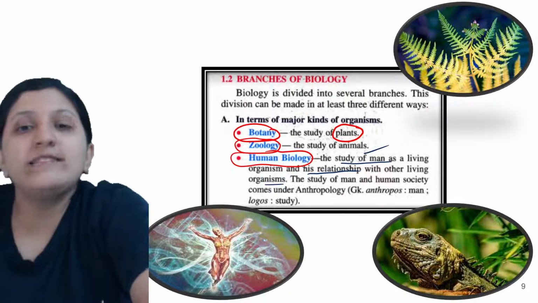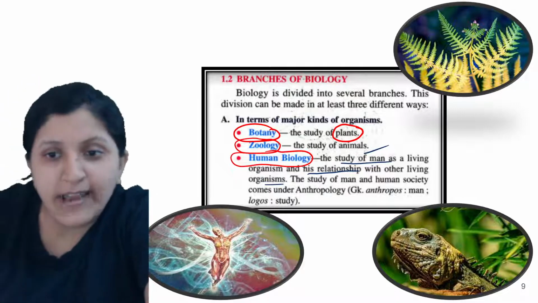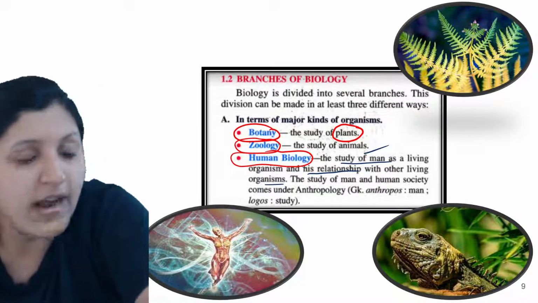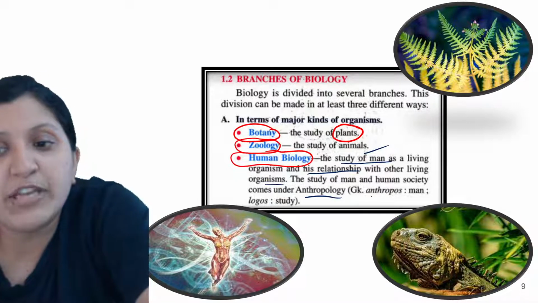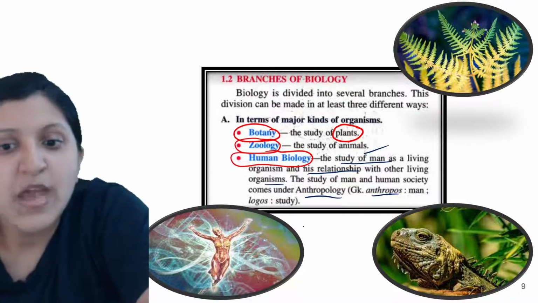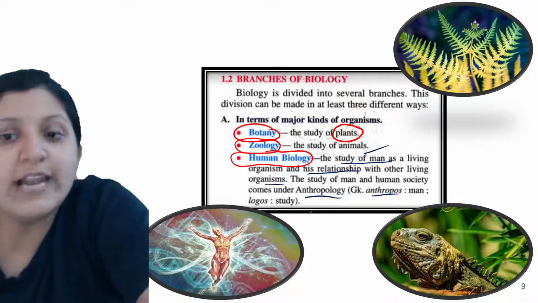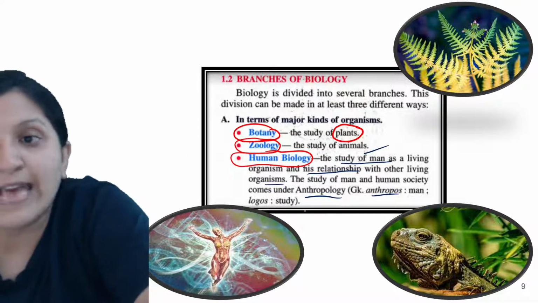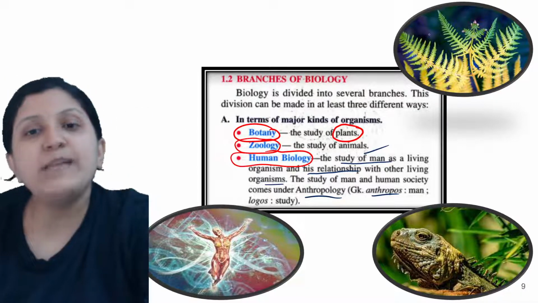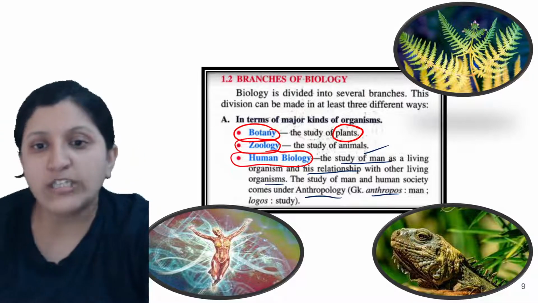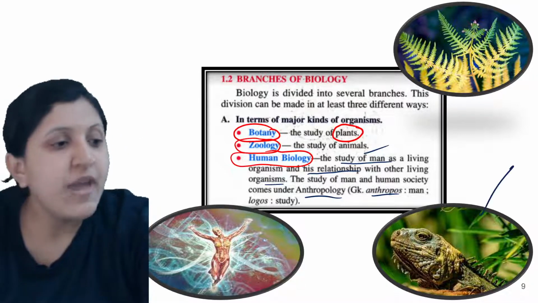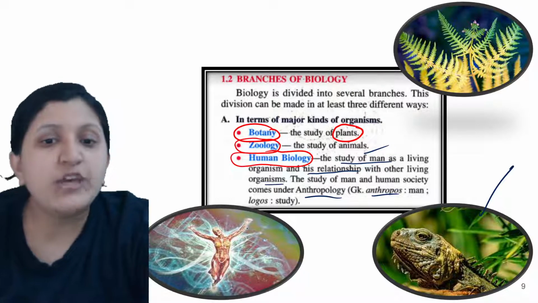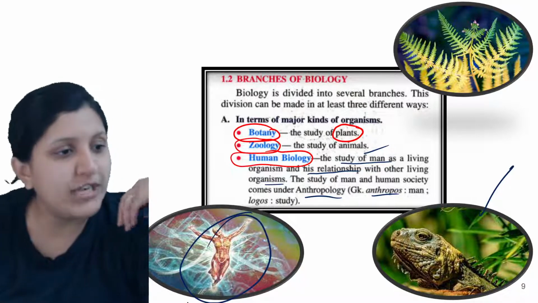So in that case, that will be studied in detail, and that basically comes under anthropology. So anthropology, when we mention, anthropos is man, logos is study. So study of a man is done, so that is anthropology. So in that case, the plants are studied in botany, the animals are studied in zoology, and here you can find human biology, basically human nature is studied.